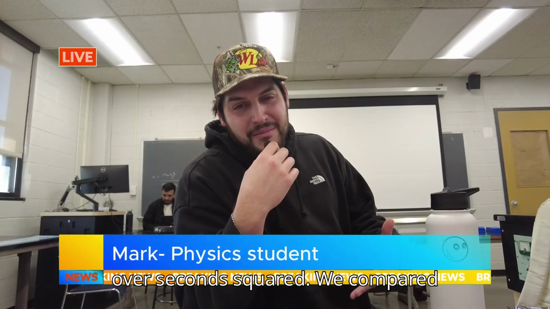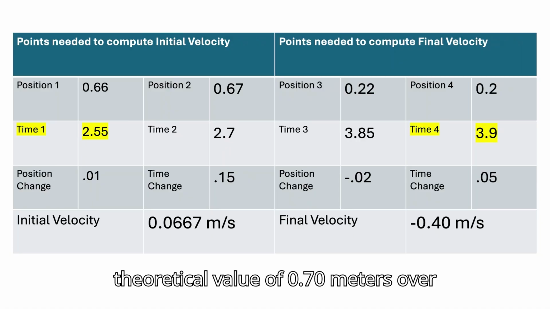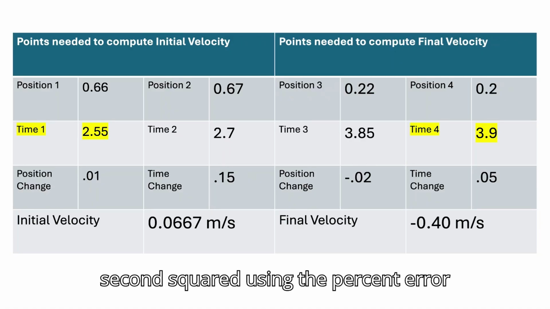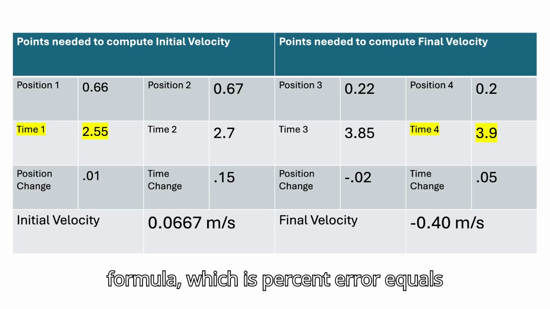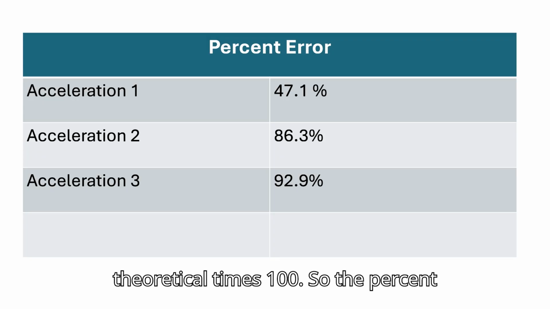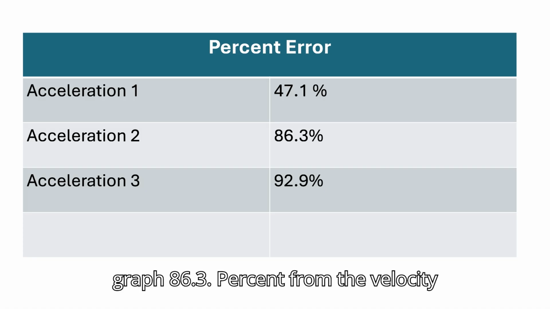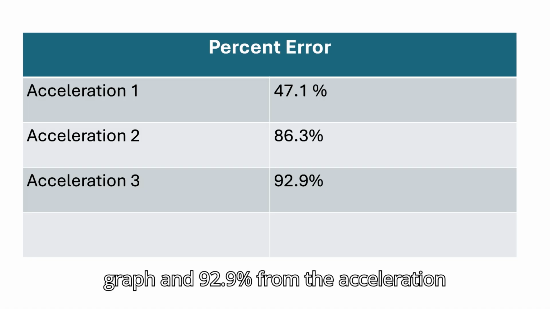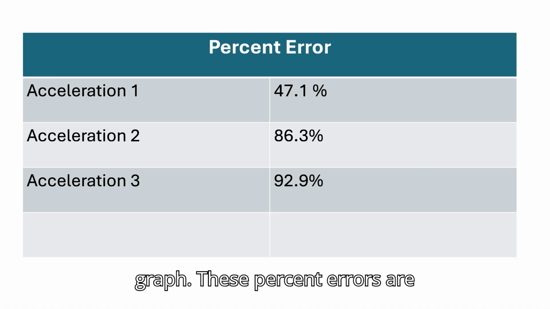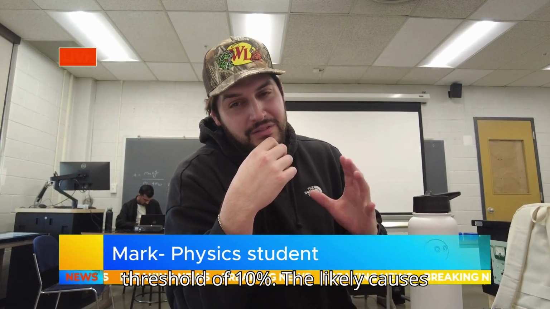We compared each experimental acceleration to the theoretical value of 0.70 meters per second squared using the percent error formula, which is percent error equals theoretical minus experimental over theoretical times 100. So the percent errors were 47.1% from the position graph, 86.3% from the velocity graph, and 92.9% from the acceleration graph. These percent errors are significantly higher than the expected threshold of 10%.